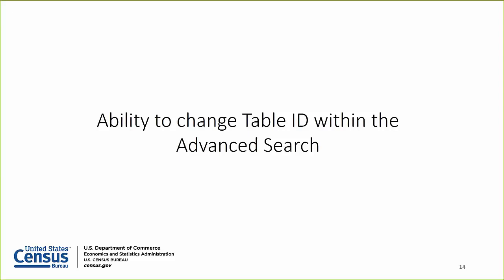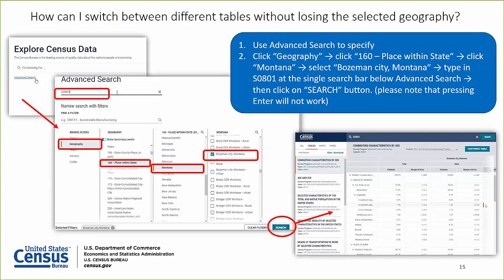The next is the ability to change table ID within the advanced search. This is something that we have heard quite a bit about, especially from our heavier data users who are used to going in and specifically searching for one table ID. And then they would go in and get maybe all of their geographies, and then they would go and change the table ID. But since right now our individual single search and our advanced search aren't connected, we're working on unifying them.